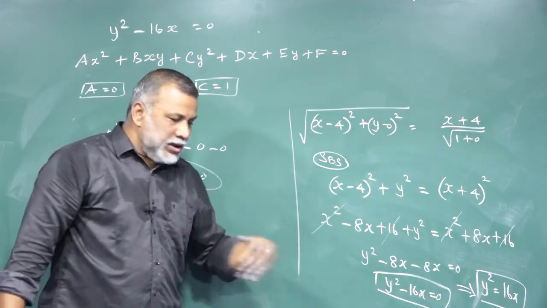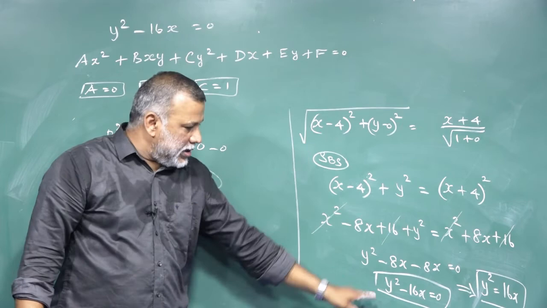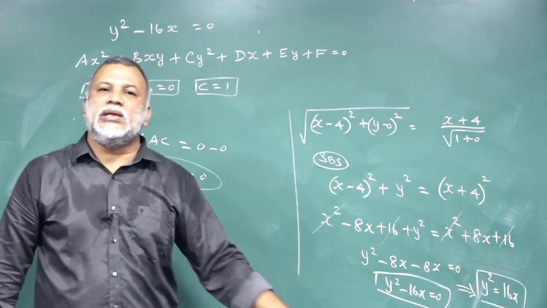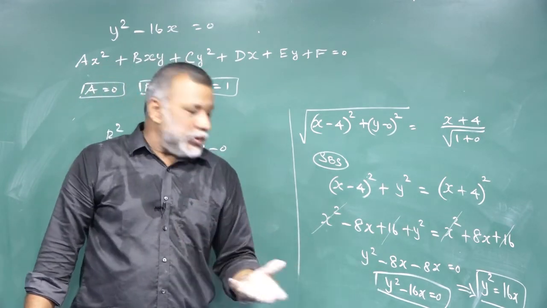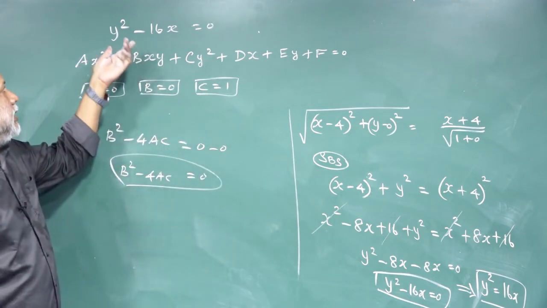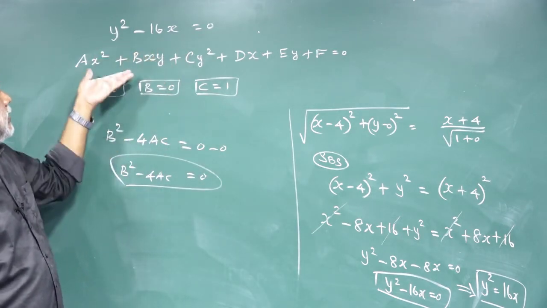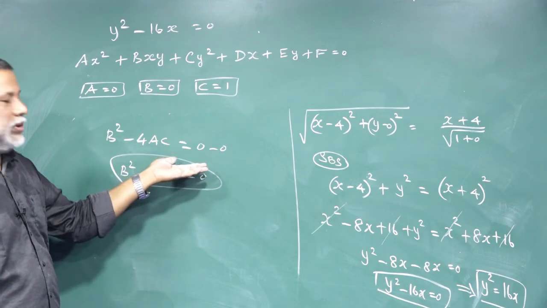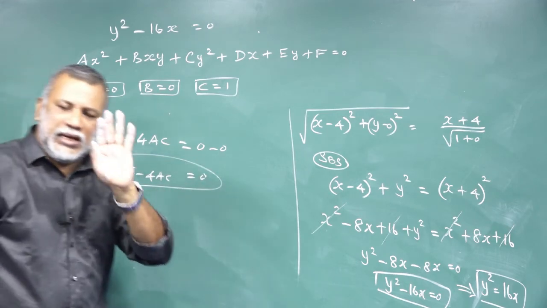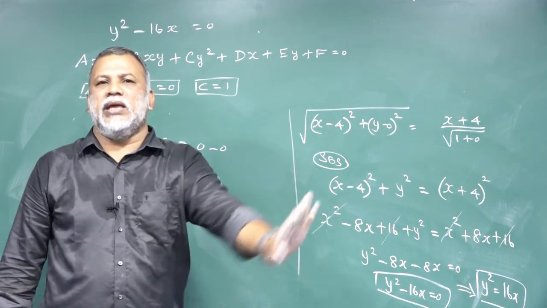They may ask a question like this: y squared minus 16x equal to 0. It denotes what? So you must compare with this one. Compare this: b squared minus 4ac equal to 0. We are able to produce that it denotes a parabola only.